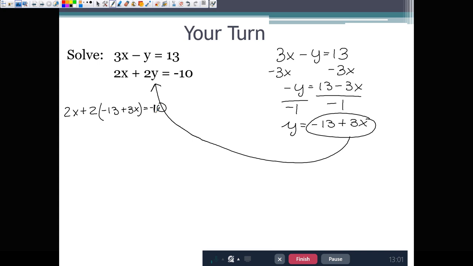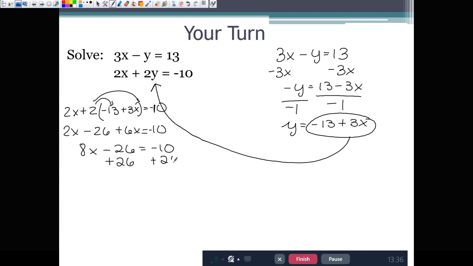So now what do I need to do? Distribute. So what is 2 times negative 13? And what is 2 times 3x? 6x. Okay, now what do I need to do? Combine like terms, so 2x plus 6x is? Now what do I need to do? Add 26, its inverse operation. So what is negative 10 plus 26? 16.